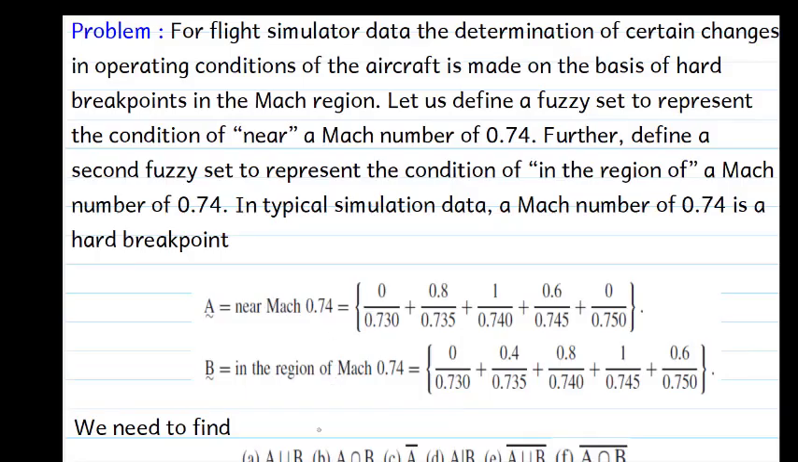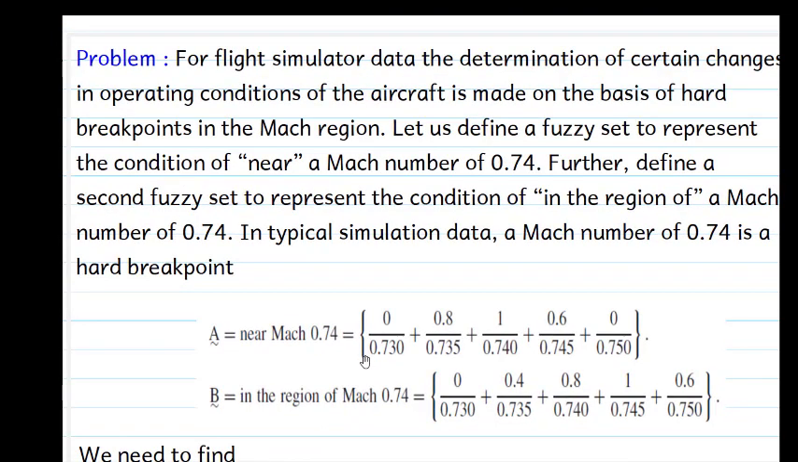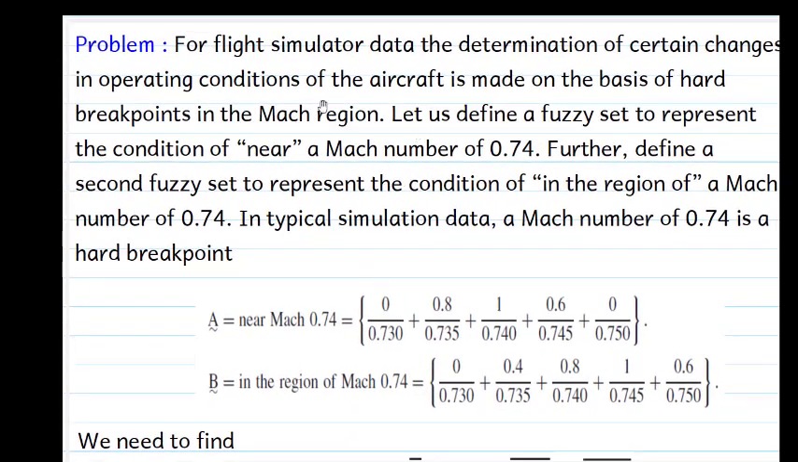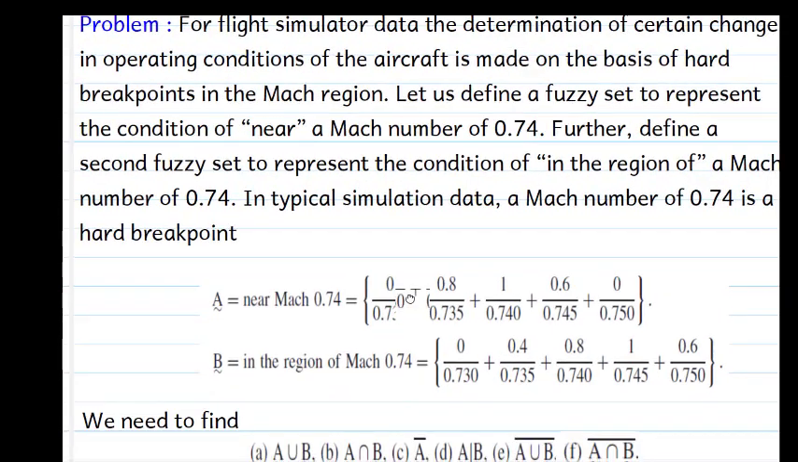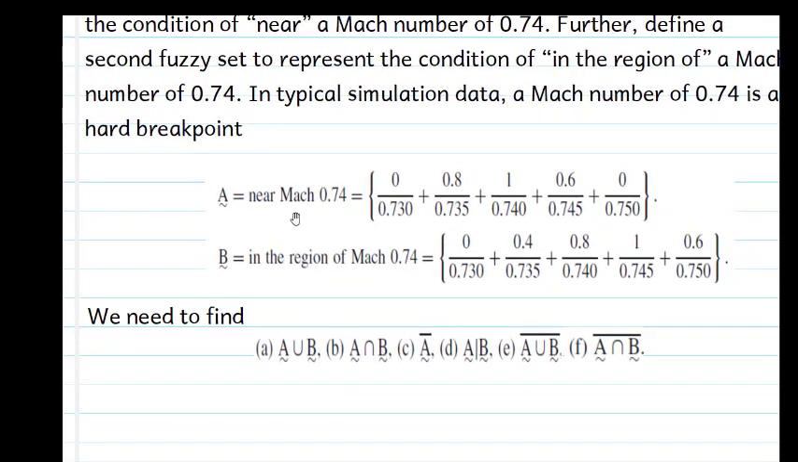So that's all. Now you can solve this. This problem is given to us, and I won't solve it. You can see this is for flight simulator data. The determination of certain changes in operating conditions of the aircraft is made on the basis of hard breakpoints in Mach region. Let us define a fuzzy set to represent the condition of near a Mach number of 0.74. Further, define a second fuzzy set to represent the condition in the region of Mach number 0.74 in a typical simulation data. A Mach number of 0.74 is a hard breakpoint. Don't worry about the wording, it is very simple. You can just consider these two fuzzy sets A and B.